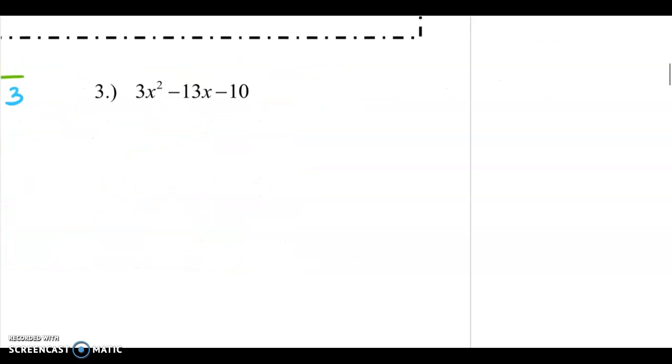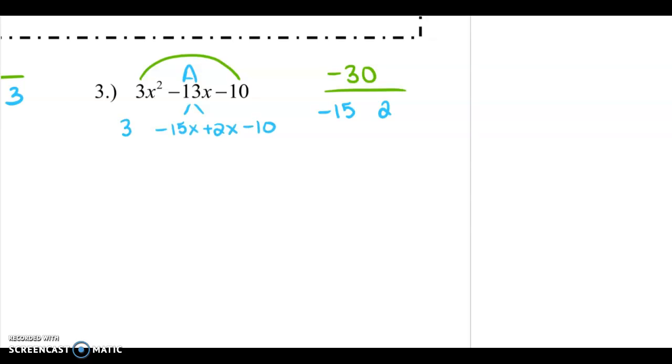Okay, looking at the next one, see I have a leading coefficient that's not equal to 1, so I have to multiply to start to give me negative 30. So I need two numbers that multiply to negative 30 but add to negative 13. So those two numbers are going to be negative 15 and 2. So I'm going to break apart the negative 13 and make it negative 15x plus 2x, then minus 10. Bring down the 3x squared.